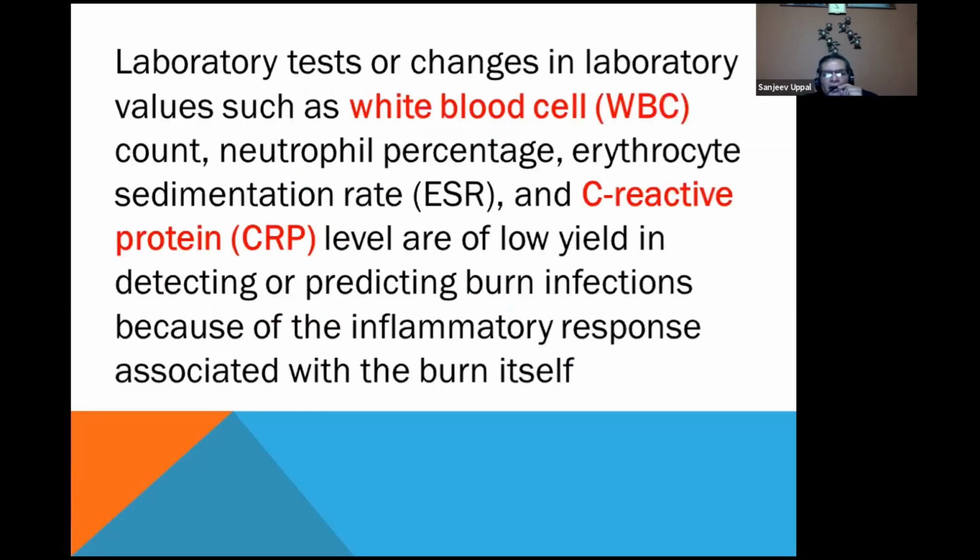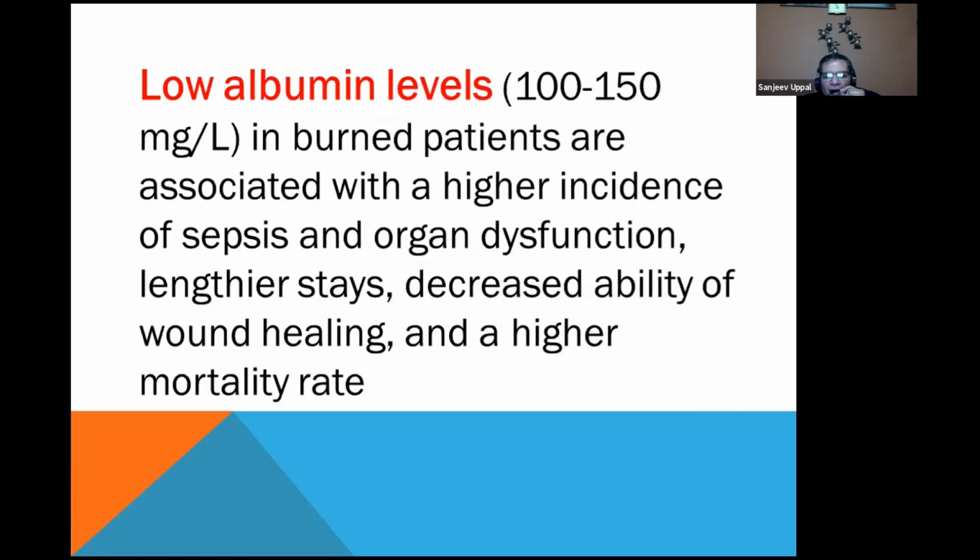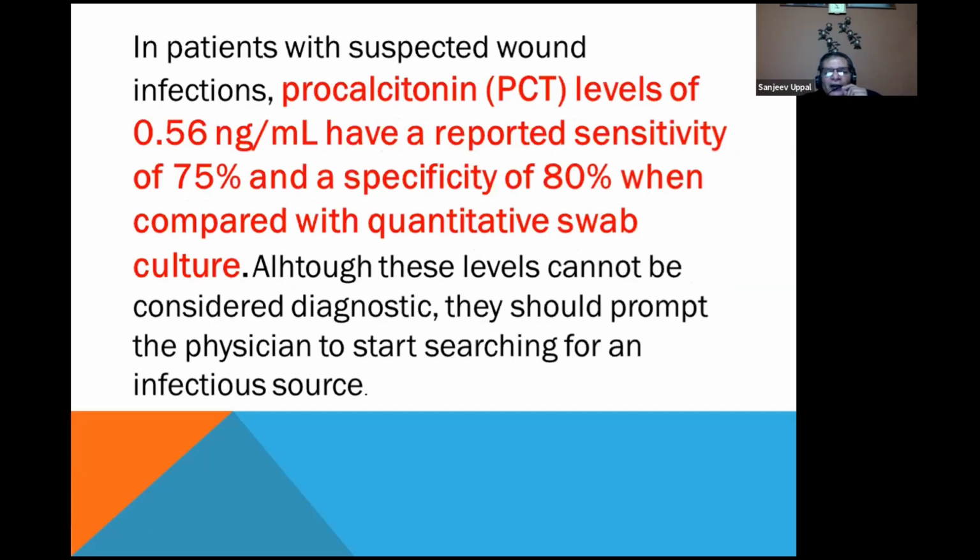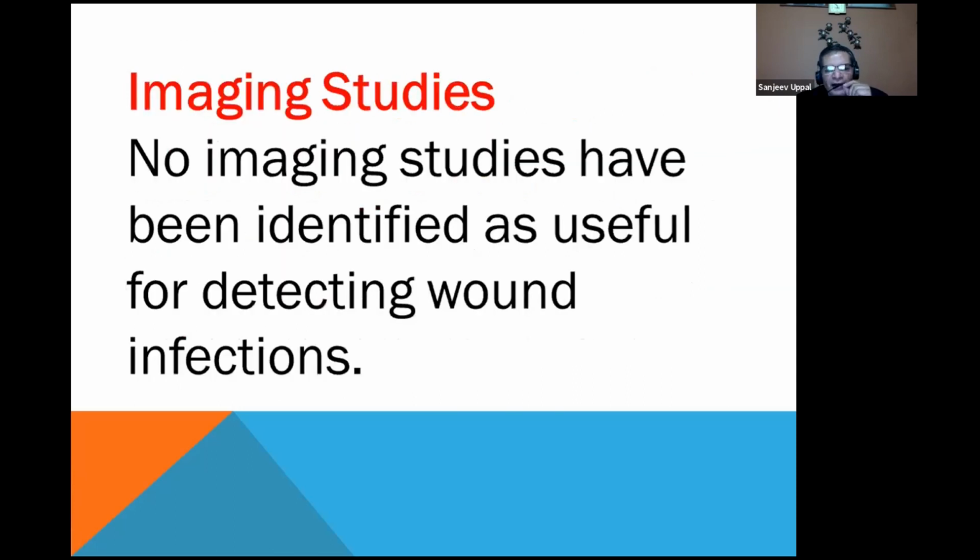So the laboratory tests which are there, of course, are the TLC count, the hemogram, then the C-reactive protein, but these are not very specific. Then low albumin levels are associated with a higher incidence of sepsis. Then, of course, a PCT level of more than 0.56 per milliliter has a reported sensitivity of 75% to 80%. So PCT level should be conducted in all the patients, as it can indicate that the patient is landing into septicemia. As for imaging, no imaging study is diagnostic of septicemia or infection. Of course, the chest X-ray will show progressive ARDS or patches.